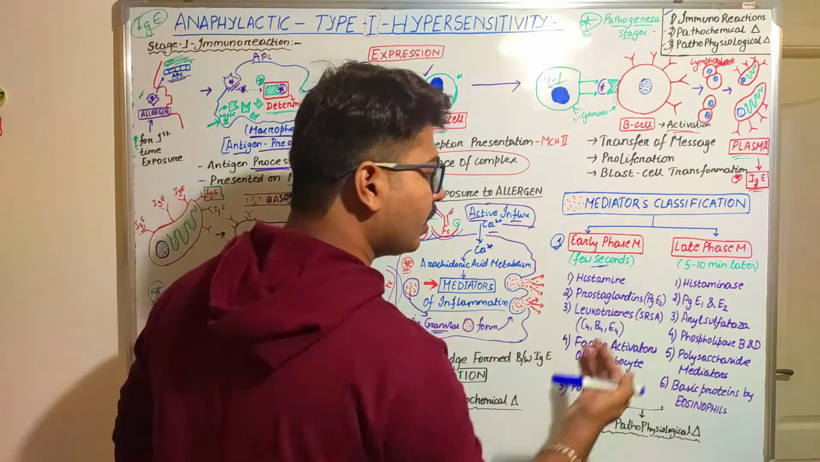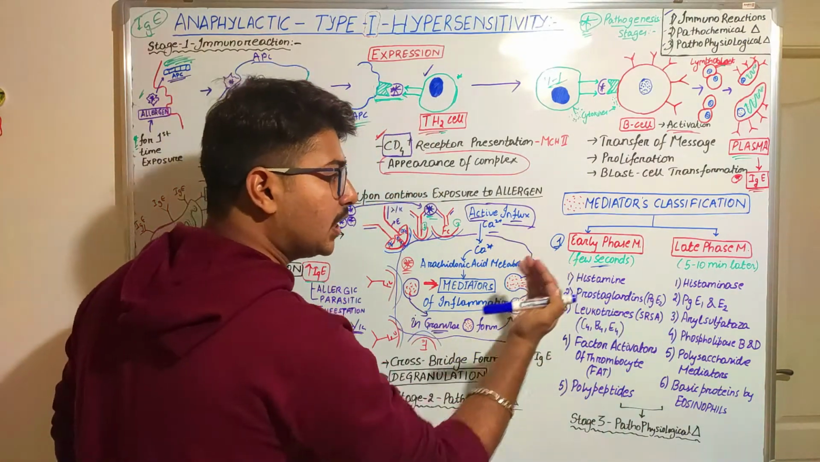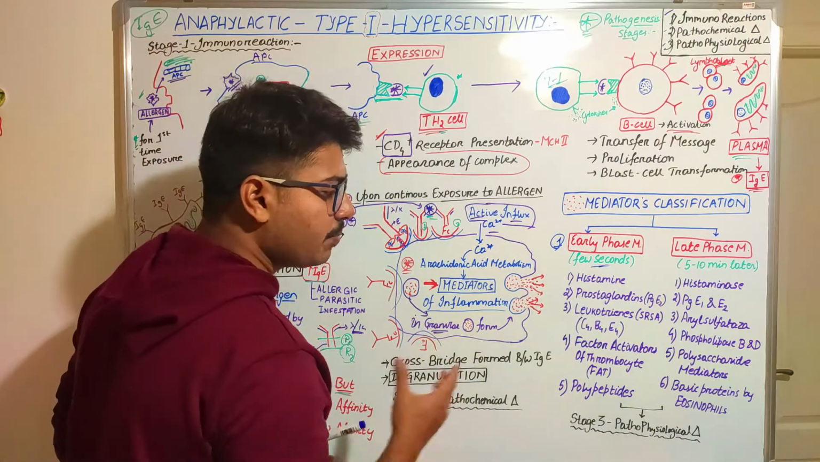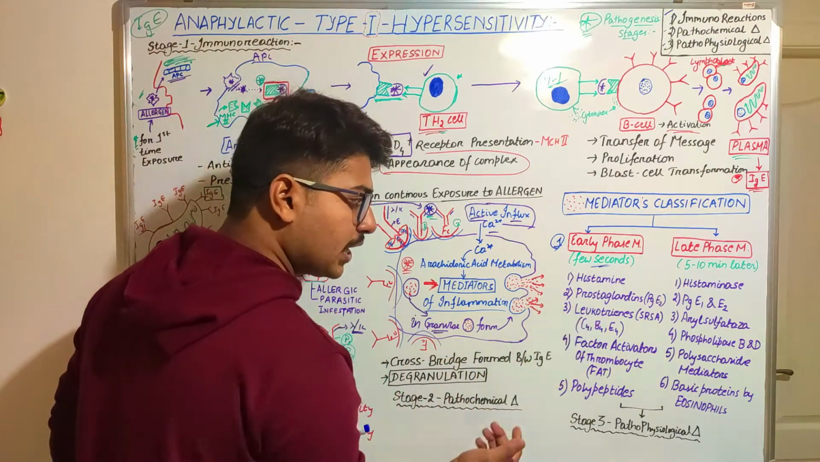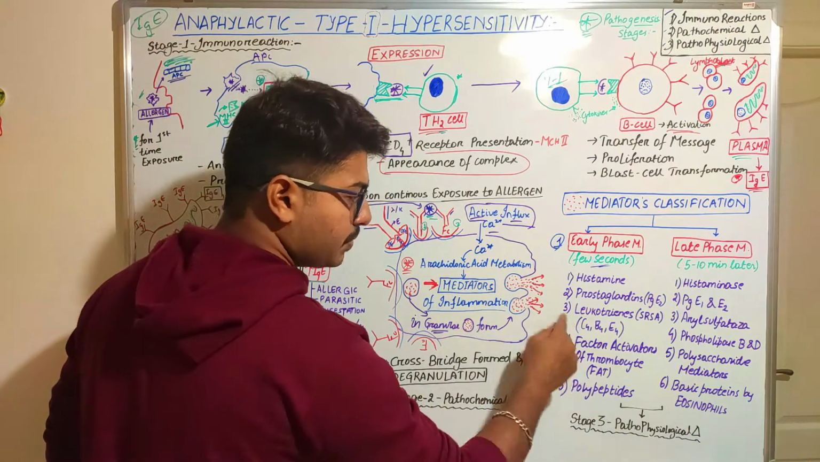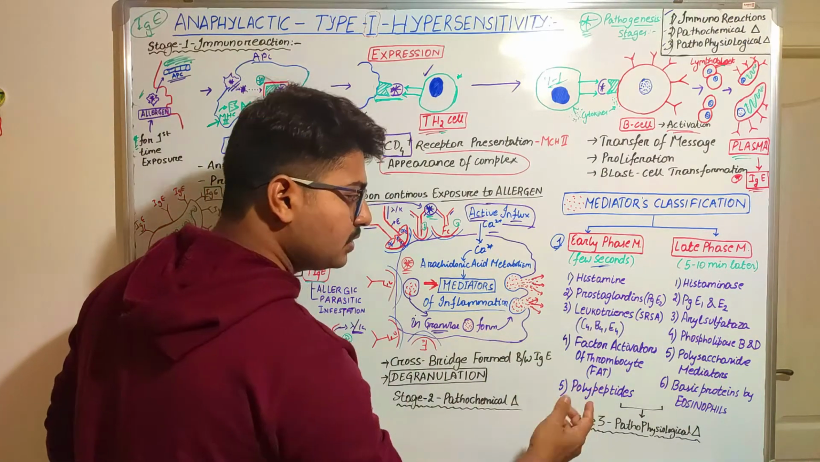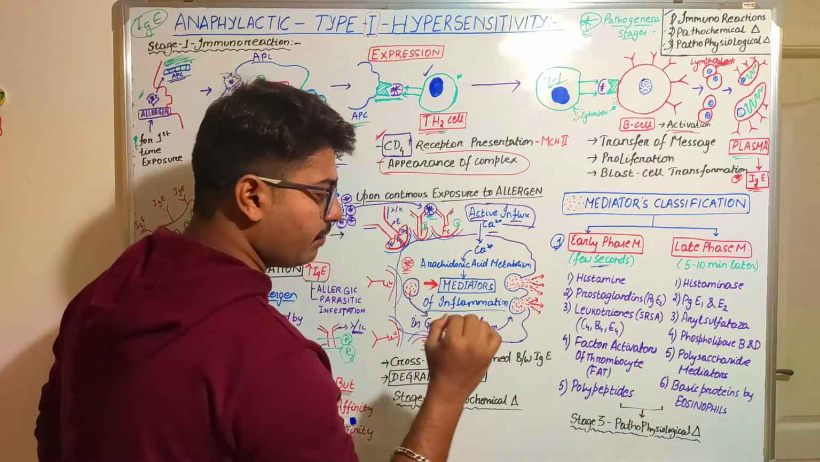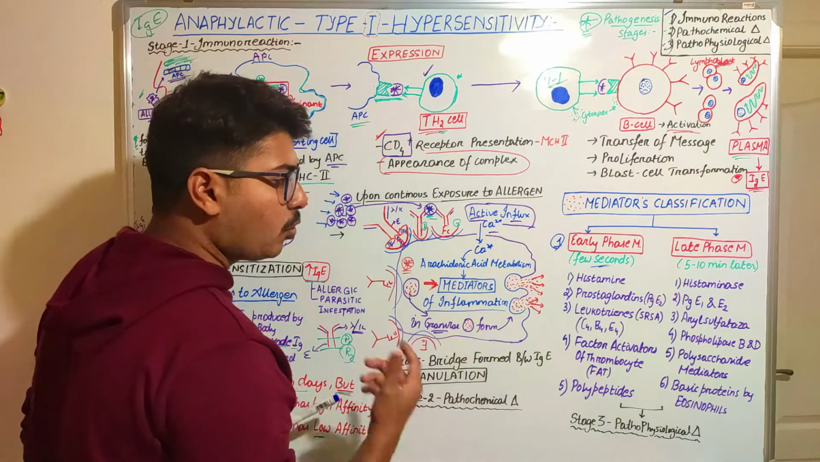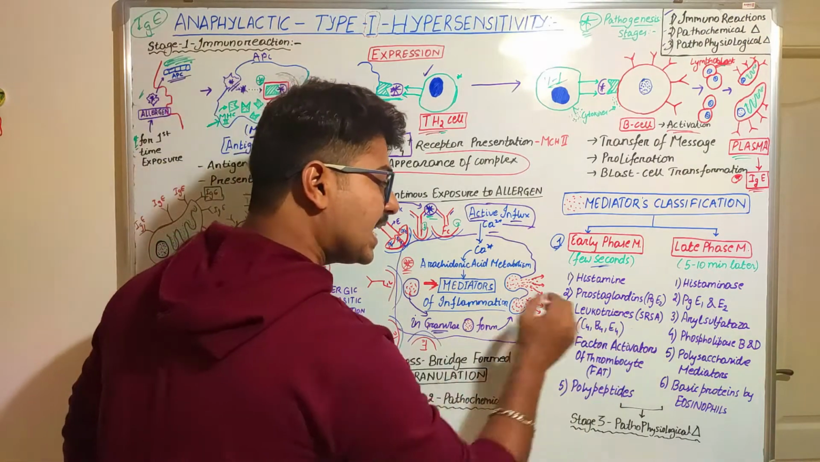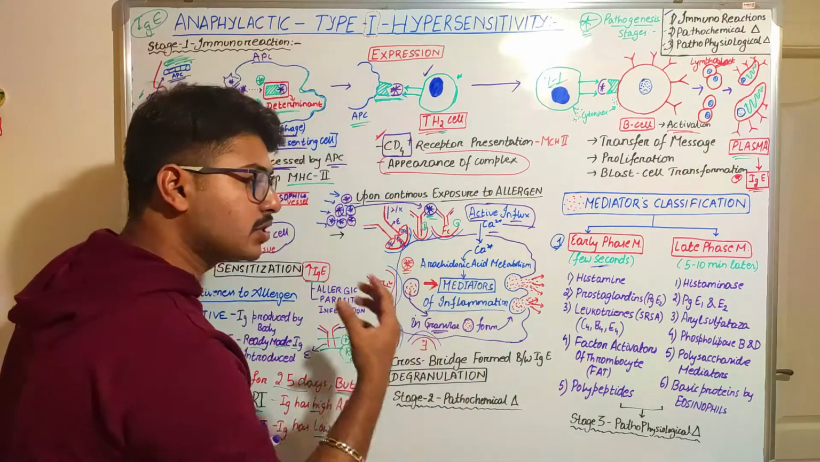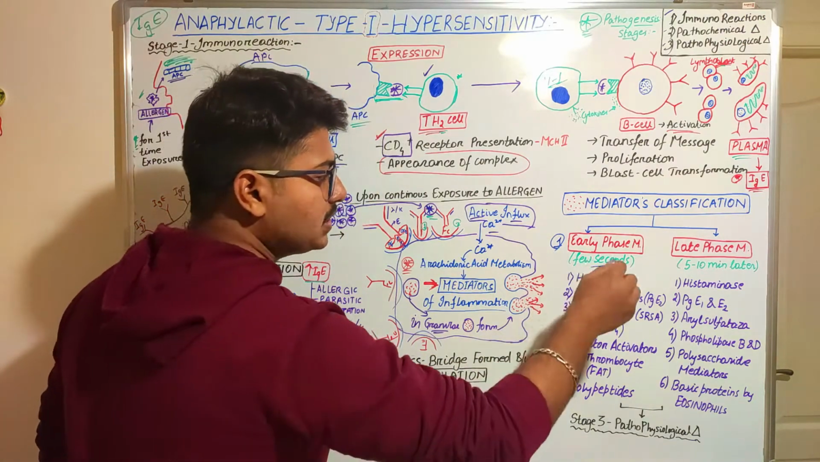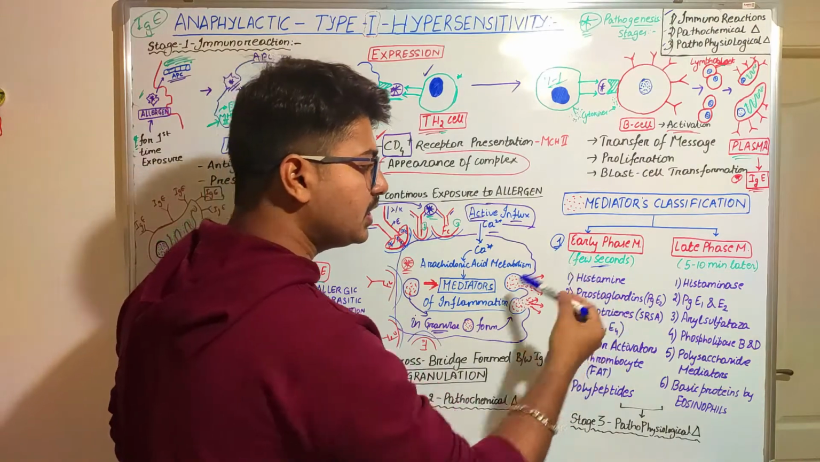So let's name them. What are the mediators present in the early phase, and what are the mediators present in the late phase? In the early phase, the mediators are histamine, prostaglandin, PGE2 specifically, leukotrienes, platelet activating factor, otherwise known as PAF, and some kinds of polypeptides. SRSA means slowly reactive substance of allergy. Okay, and all these polypeptides come under the early phase.